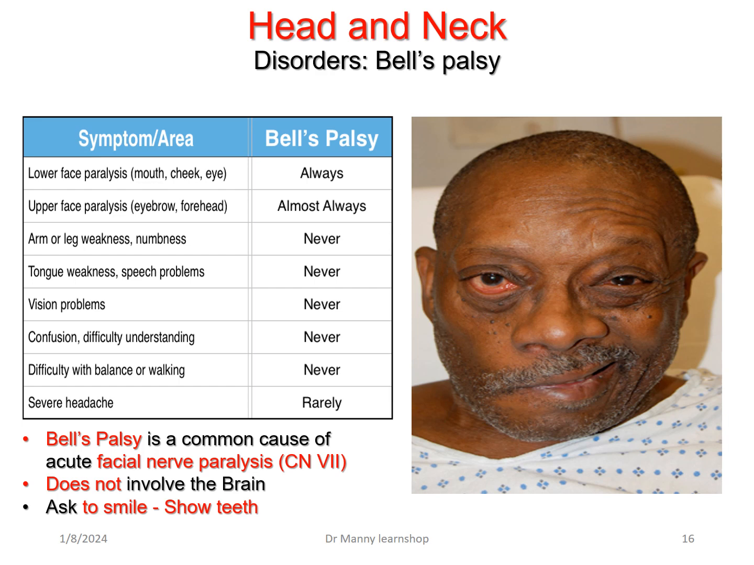And Bell's palsy is a common cause of acute facial nerve paralysis, which affects the seventh cranial nerve, which is the facial nerve. It doesn't involve the brain, but again, you could ask them to smile and show their teeth. And what typically could happen is the upper face paralysis, eyebrow and forehead are affected. Have a look at the image. And this occurs almost always with Bell's palsy.